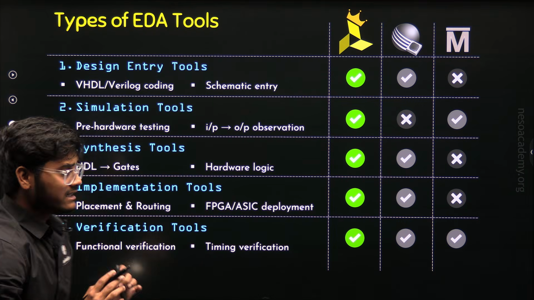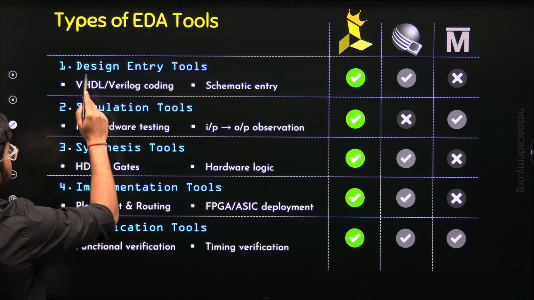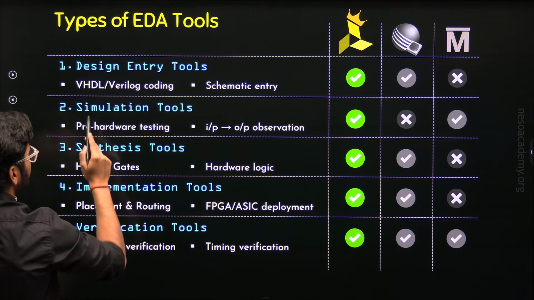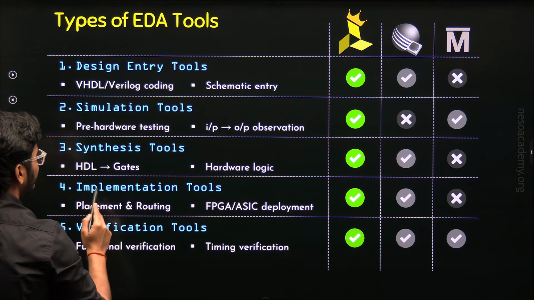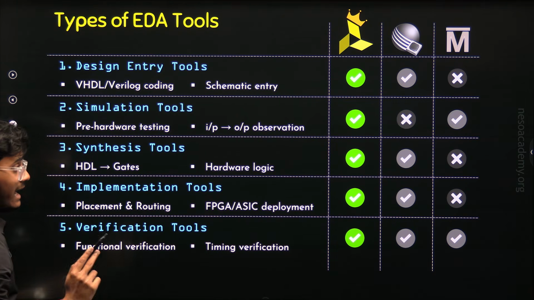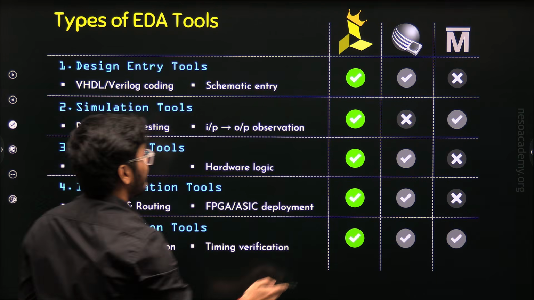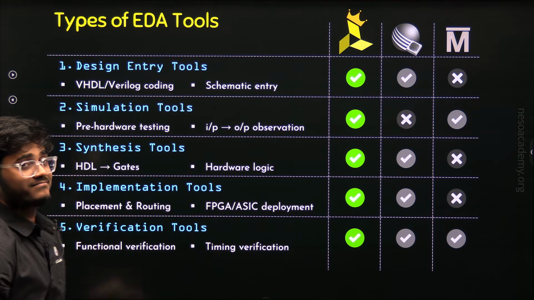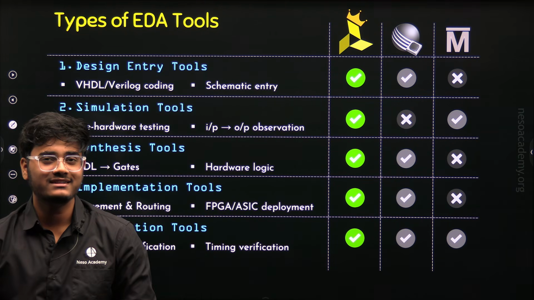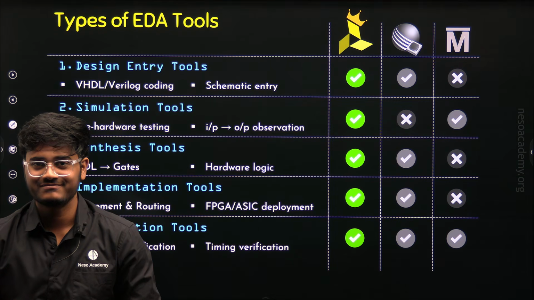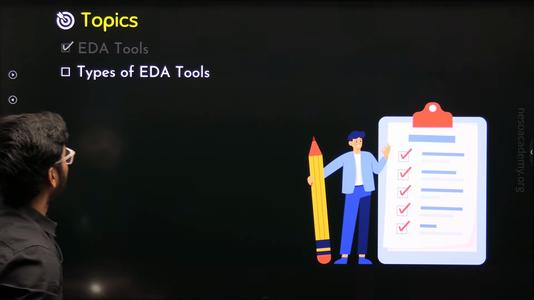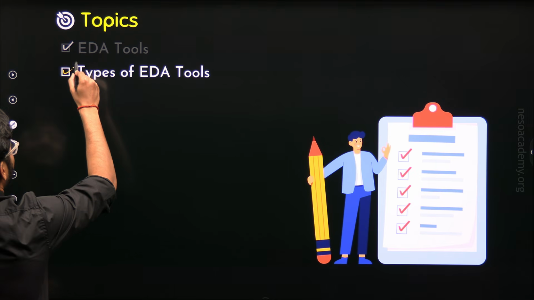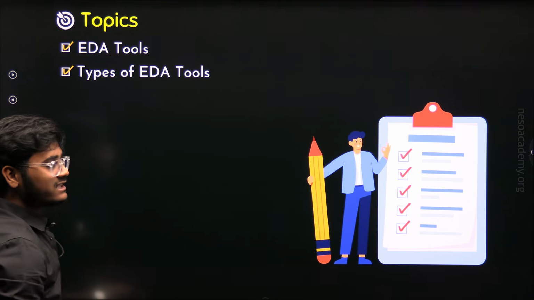Once again, digital design includes design entry, simulation, synthesis, implementation, verification, and tools like Vivado can handle all these steps. So, I hope you understand different types of EDA tools, which means we are done with this topic, types of EDA tools, which means we are done with this lecture.